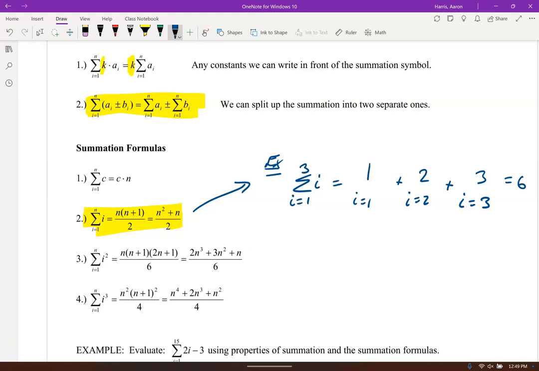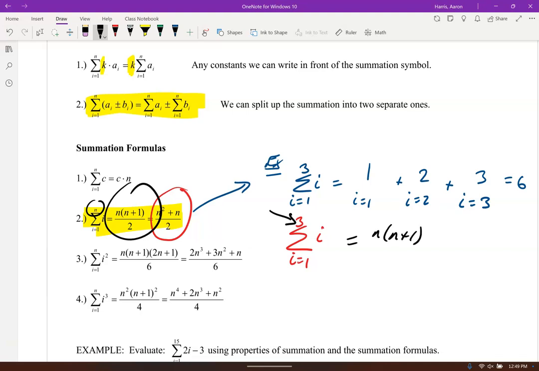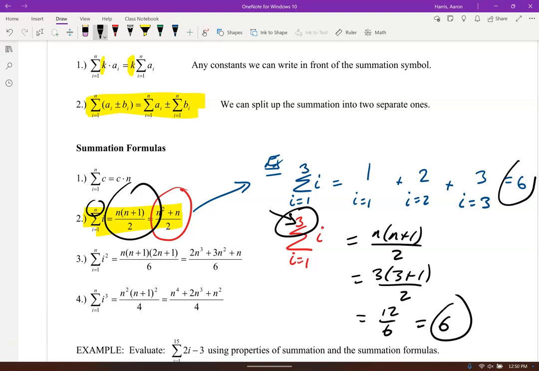Well, instead of doing that, these formula rules are real nice because they say, if I know this n right there, then this will just be n times n plus 1 over 2, in other words, n squared plus n over 2. And I just have to plug my 3 in. So it'll be 3 times 3 plus 1 all over 2. So 3 times 4 is 12 over 2, which is 6. Hey, see how it's the same thing?